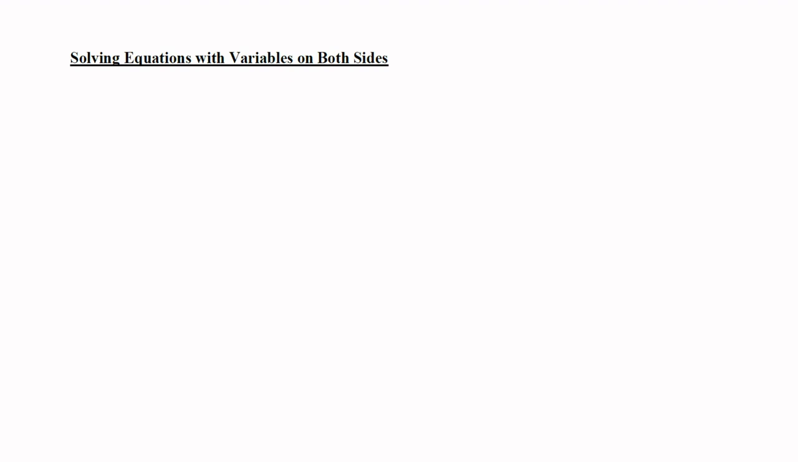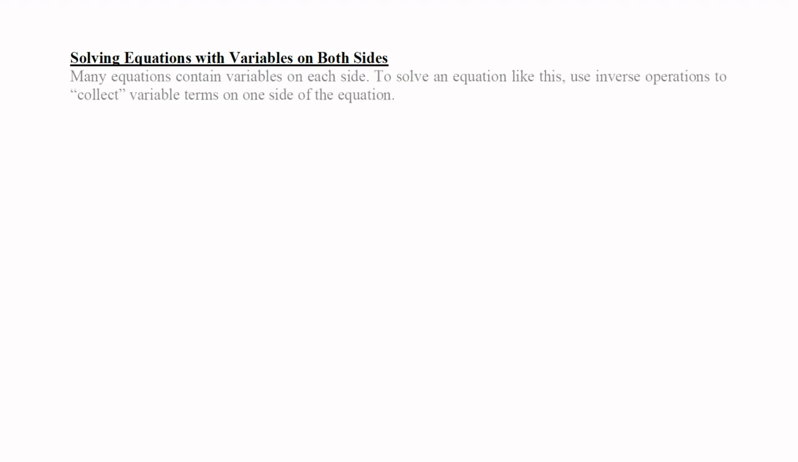So now let's talk about solving equations with variables on both sides. Many equations contain variables on each side. To solve an equation like this, just like we've done with numbers or constants, we're going to use inverse operations to collect the variable terms on one side of the equation.